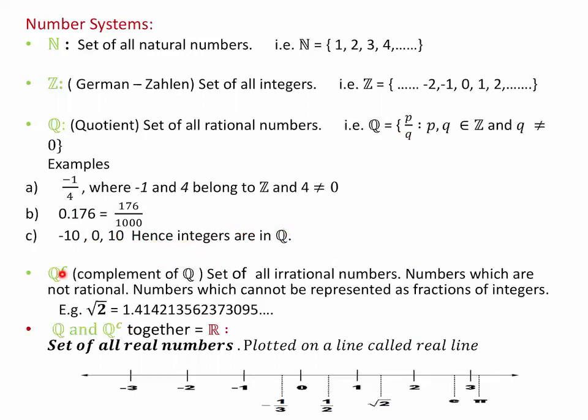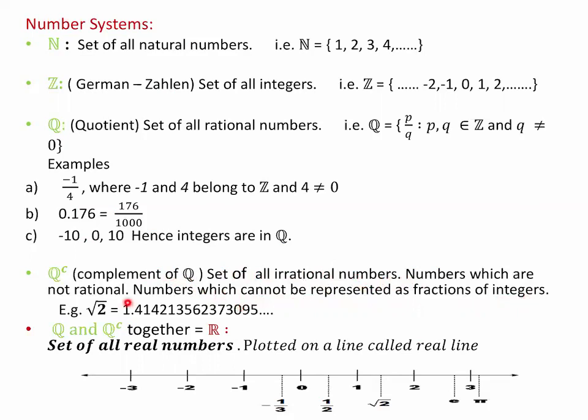Next is Q complement, which is represented by Q with an overhead C. Q complement means the numbers which are not rational numbers. So they are called the set of all irrational numbers. So how do we define irrational numbers? They are the numbers which are not rational and which cannot be represented as fractions of integers. For example, we have square root of 2.